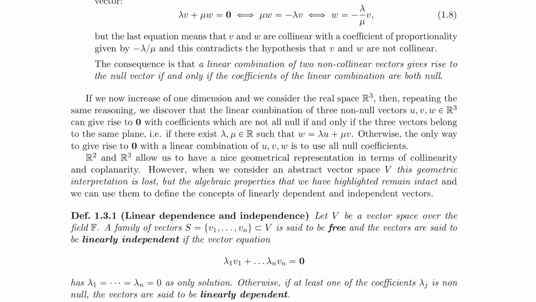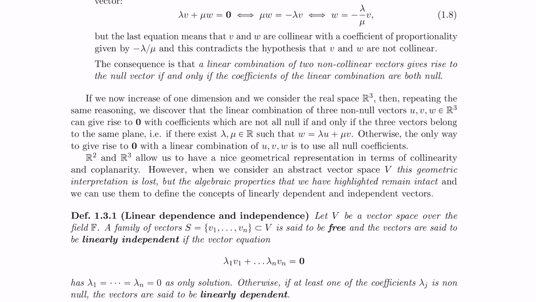If the three vectors are not coplanar, then the only way to obtain the null vector with a linear combination of them is to use all zero coefficients. R2 and R3 offered us a very nice geometric intuition thanks to the concepts of collinearity and coplanarity. However, if we consider an abstract vector space, these concepts are lost.